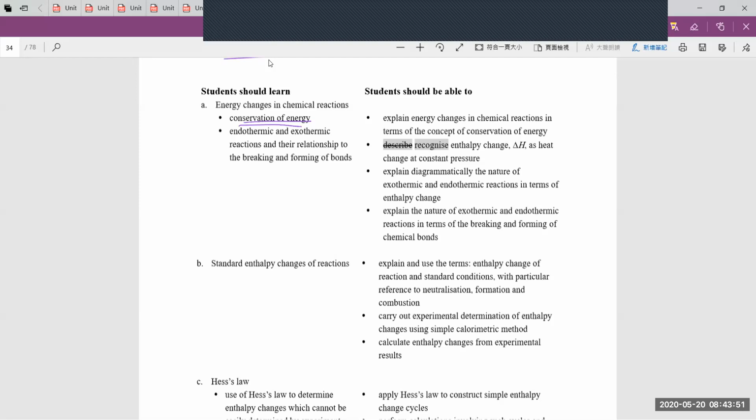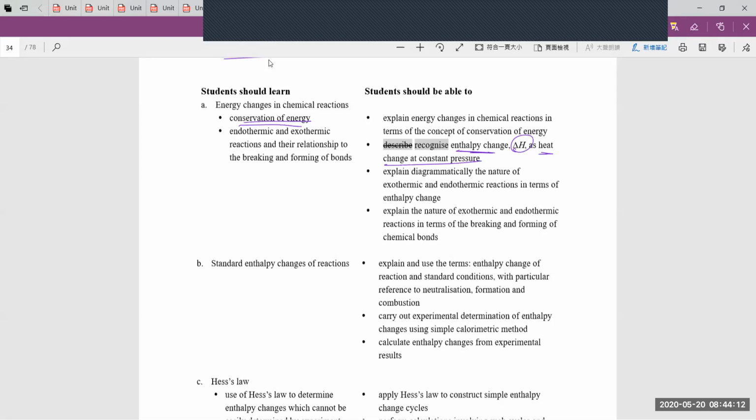And what is the form of energy? It is in the form of heat. So this is what you may know. Because of that, scientists usually measure this change of heat as an enthalpy change, which is measured by the heat change at constant pressure.